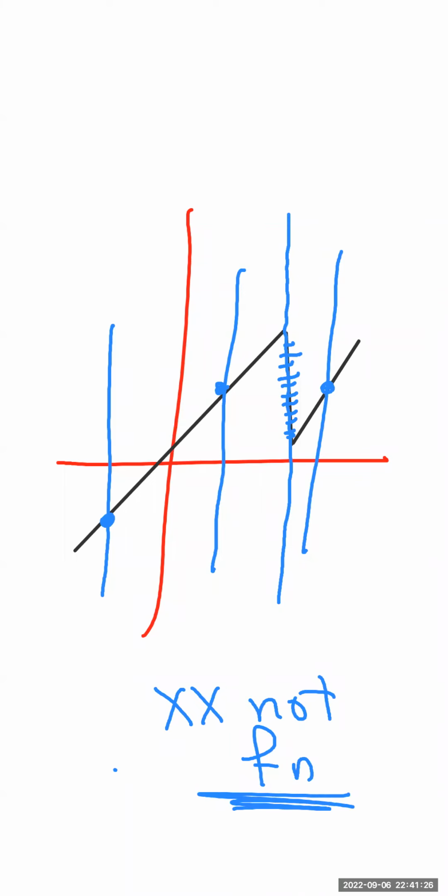Okay, guys, clear? So if the intersection is in 1 point, it's a function. If the intersection is in more than 1 point, it's definitely not a function. Okay? Any questions?